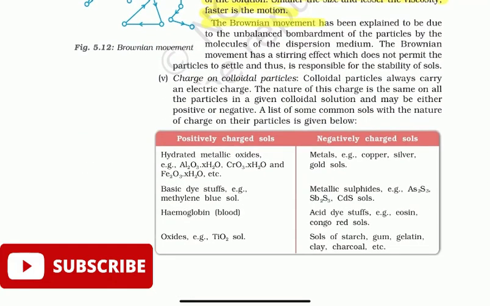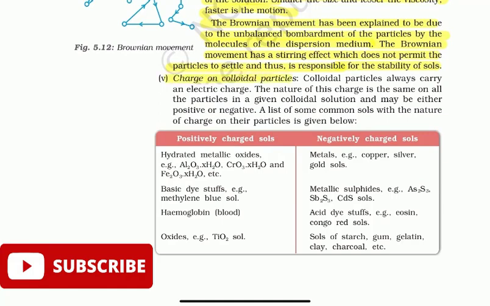The Brownian movement has been explained to be due to the unbalanced bombardment of the particles by the molecules of the dispersion medium. The Brownian movement has a stirring effect which does not permit the particles to settle and thus is responsible for the stability of the sols.